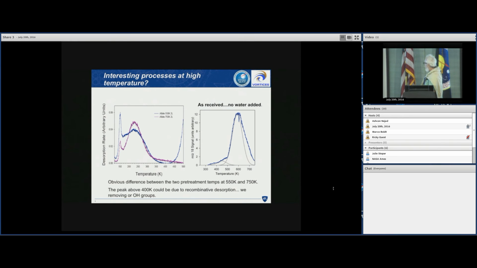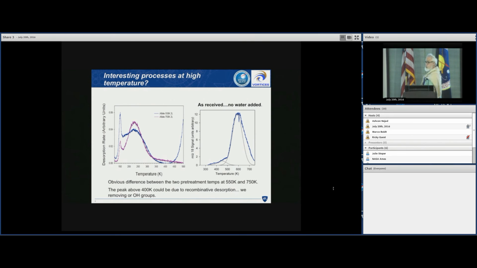You can see a little bit of water comes off, then there's a little bit of shoulder here, then there's a very large increase in the water release rate. Okay, that's turning on around 450 Kelvin, peaking at about 600, it's gone at 750. This is a very important plot for the rest of the talk. So this here is a little bit of chemisorbed water that's coming off. It's all coming off as molecular water, but it turns out that this water here at high temperature, the peak above 400, could be, and we're rather certain it is, due to recombinative desorption.